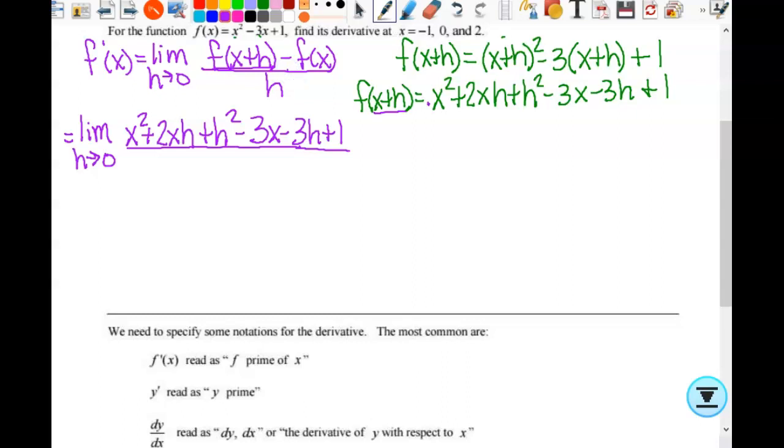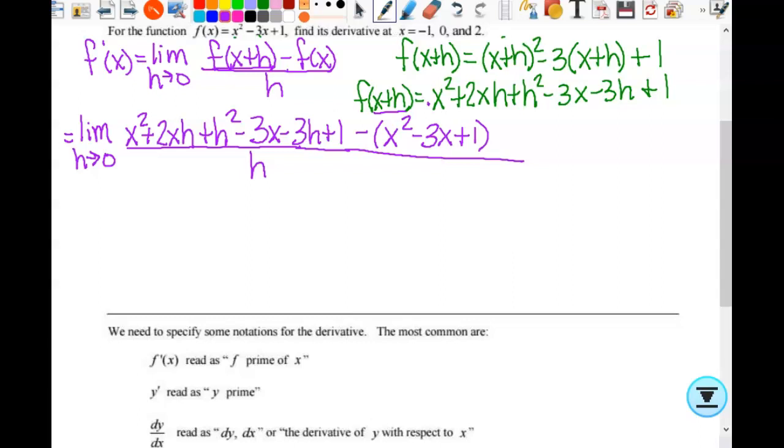And then I have to do minus f of x. Minus my f of x, and that's more than one term, so it's in parentheses: minus x squared minus 3x plus 1, all over h. Any questions about where anything came from?